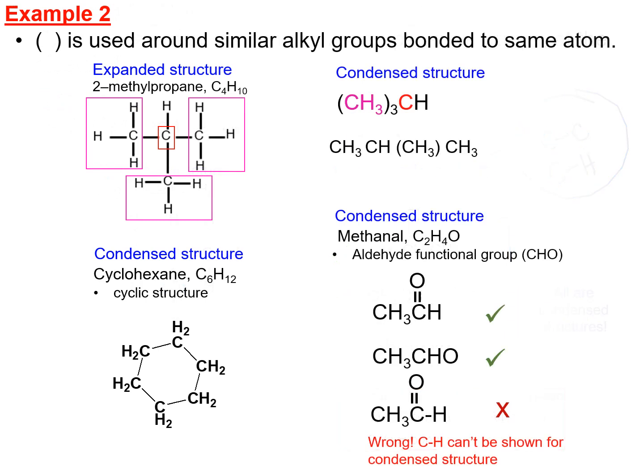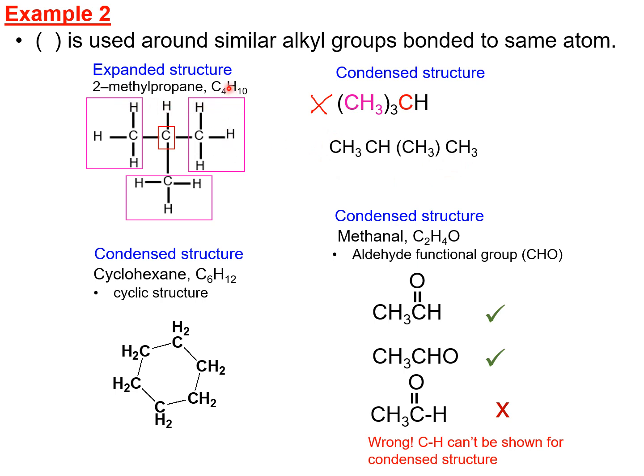Okay, so let's look at this example. It says here that brackets can also be used to show similar alkyl groups bonded to the same atom. For example, if you have this kind of expanded structure where you have 4 carbon atoms and 10 hydrogen atoms, we know that this carbon atom has 3 similar CH3 groups attached to it. So its condensed structure will look something like this. But I highly advise you not to write this one if you have to do a task assignment, because it does not show the full representation for this 2-methyl propane.